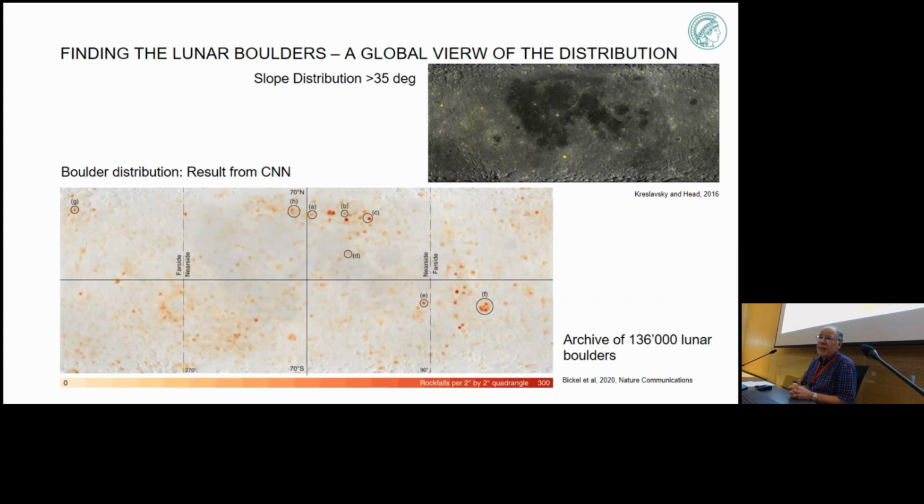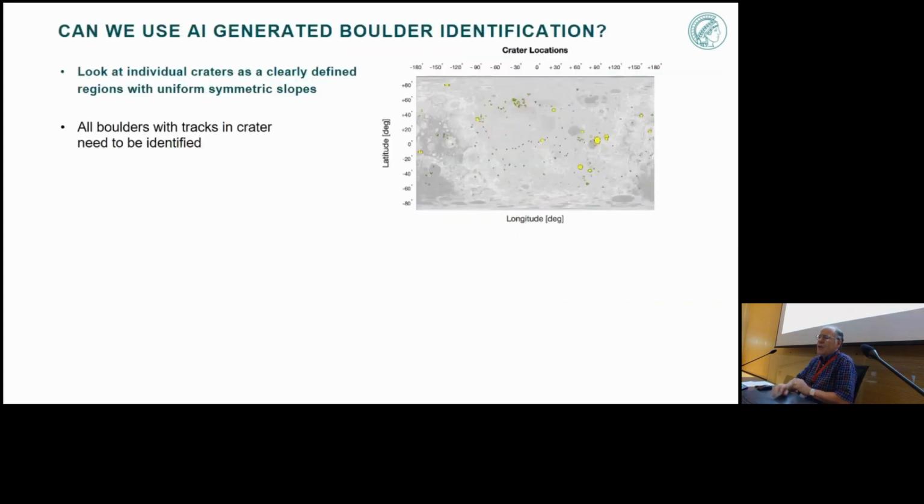So we have generated an archive of 160,000 lunar boulders with tracks. And now the goal is, of course, to use this information. So the question is, can we really trust these artificial intelligence results? And in order to do this, I was hoping some colleagues would take up these archives and investigate it, but unfortunately nobody was willing to do this task. So I used the pandemic to do it with a colleague myself.